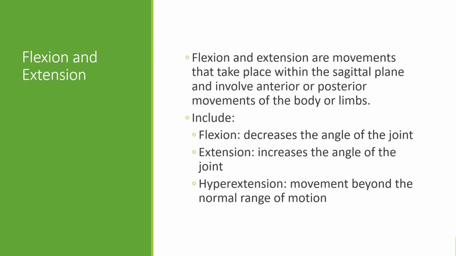So let's talk about these. Flexion and extension. These are movements that take place within the sagittal plane and involve anterior or posterior movement of the body or limbs. Flexion is when we decrease the angle between the 2 bones. So think about when you flex your arm, you decrease the angle between the humerus and the radius and ulna. When you extend, you increase the angle between those 2 bones. Hyperextension is moving beyond the normal range of motion.